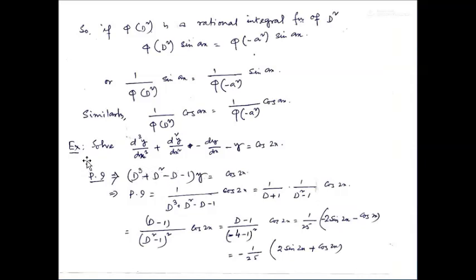Now there is an example. Solve this differential equation. If you solve this differential equation, I can write it in this form: (D cube plus D square minus D minus 1) y equals cos 2x. Now the particular integral is just 1 by (D cube plus D square minus D minus 1) into cos 2x. So this will be equal to 1 by (D plus 1) into 1 by (D square minus 1) into cos 2x.